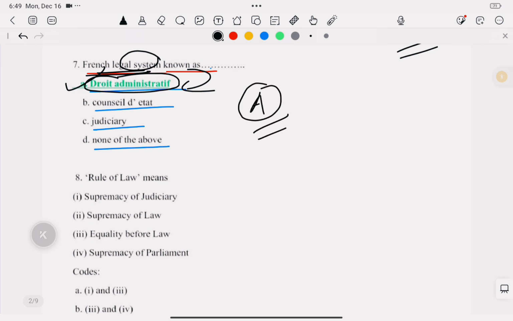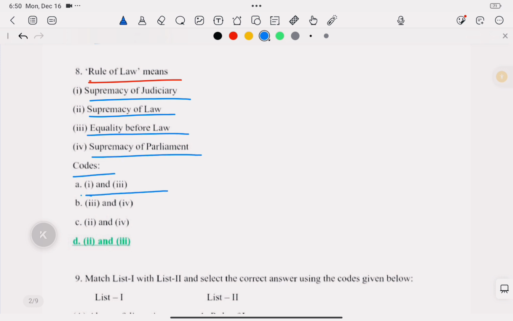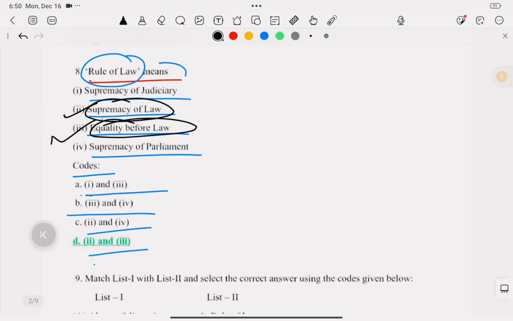Okay, so now moving to the next question. The next question is: rule of law means. What are the options? Options are 1 supremacy of judiciary, 2 supremacy of law, 3 equality before law, and 4 supremacy of parliament. Option A 1 and 2, option B 3 and 4, option C 2 and 4, and option D 2 and 3. That means rule of law means both supremacy of law and equality before law. So in this case the correct option would be option D.